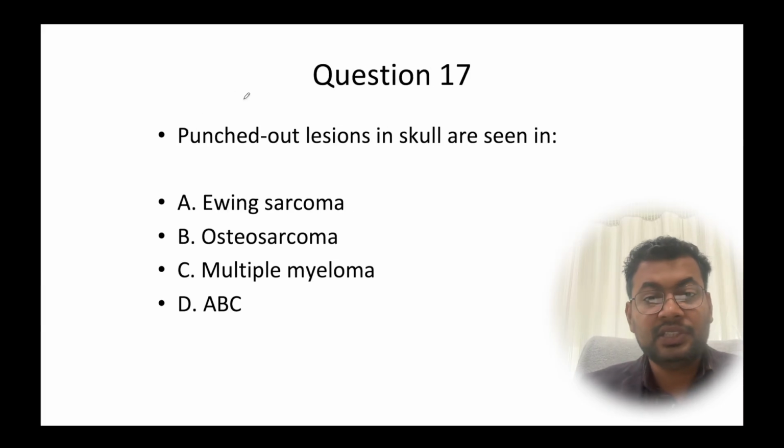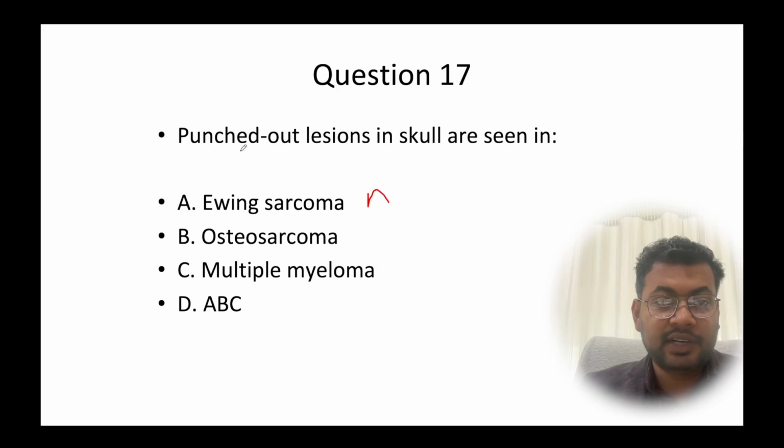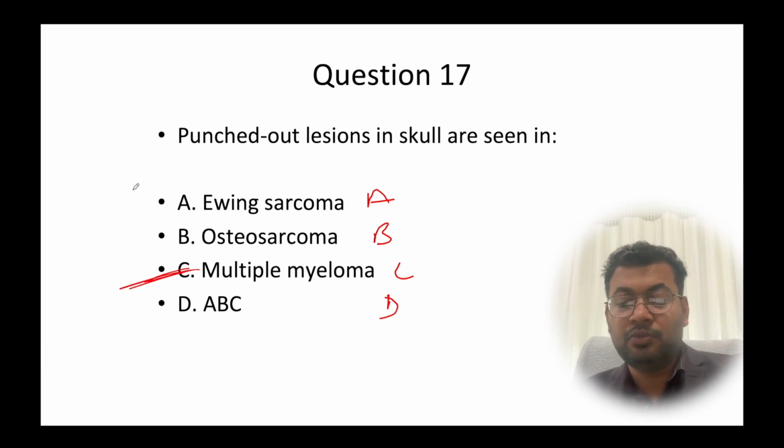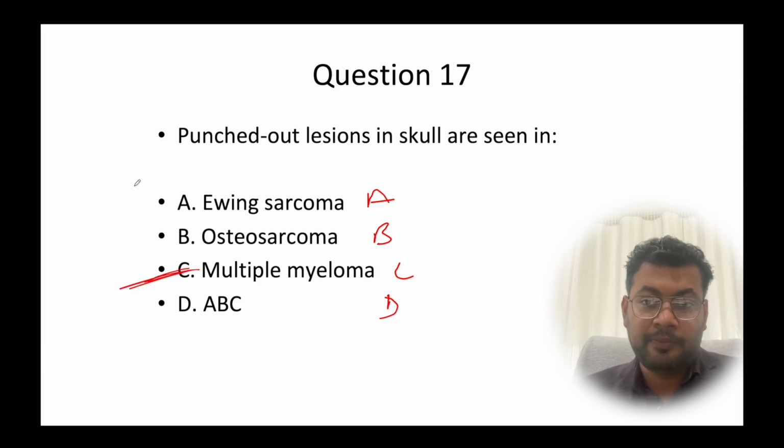Punched out lesions in the skull are seen in A. Ewing sarcoma, B. Osteosarcoma, C. Multiple myeloma. So the answer is multiple myeloma. That is a pathognomonic sign, most commonly seen in multiple myeloma.